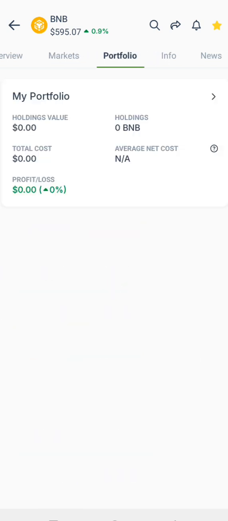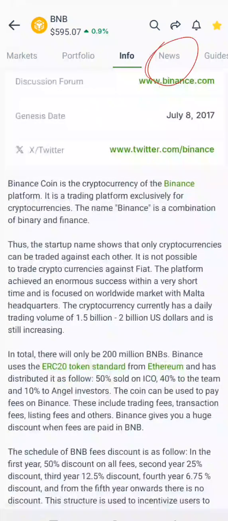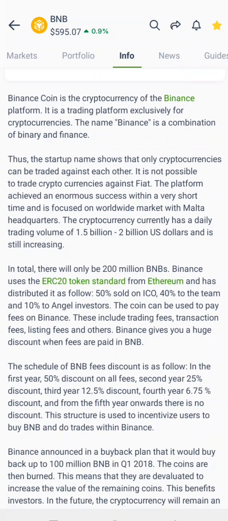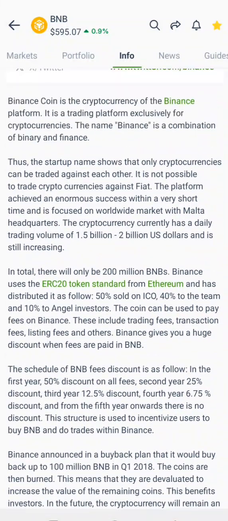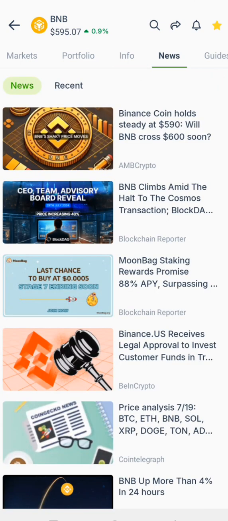Yeah, let's go back. So for you to see other information, you scroll. This portfolio is like putting a coin as your favorite. So you go front, you see information. This is information about the particular coin you are analyzing. So with this, you will know whether the coin is legit or not. This coin has been existing since July 8, 2017.